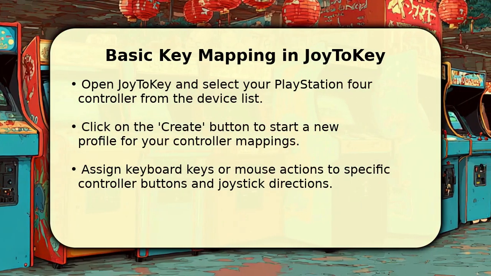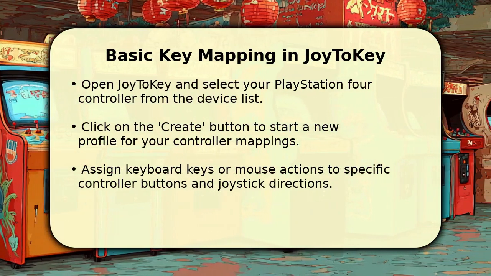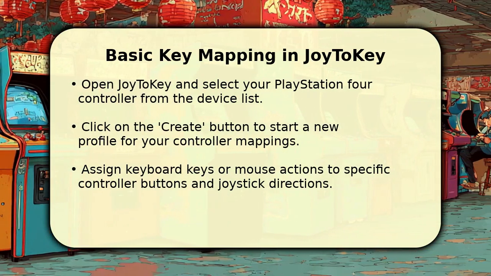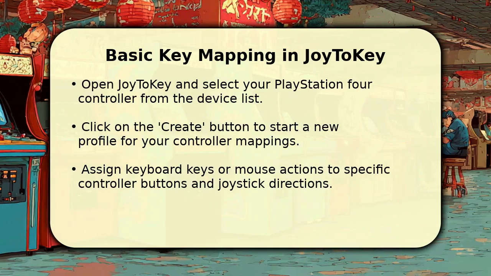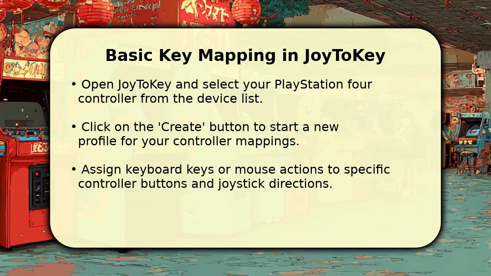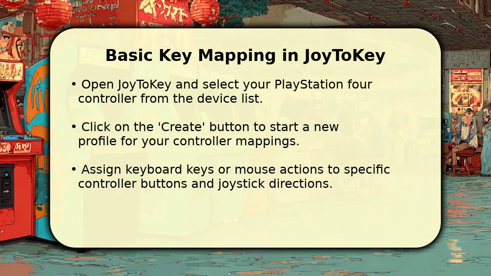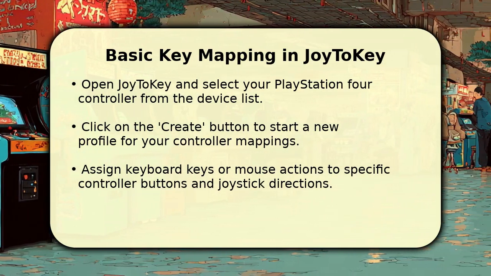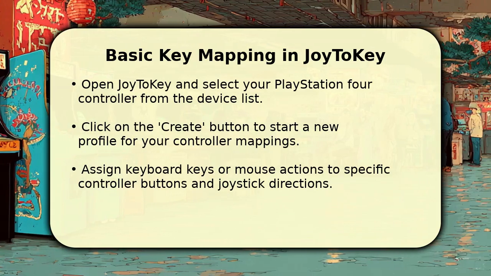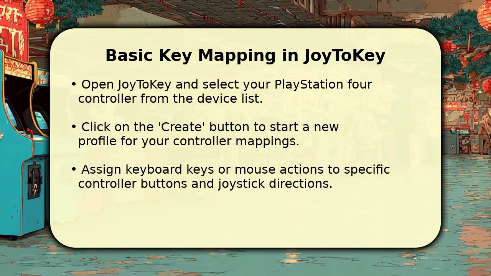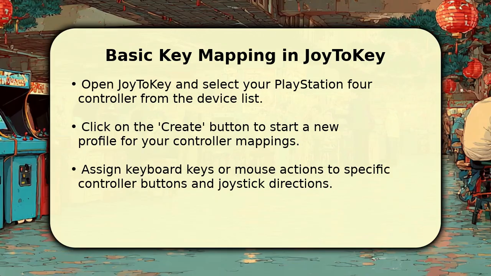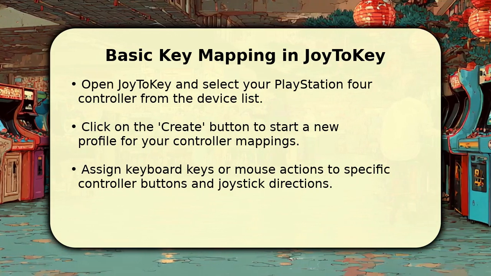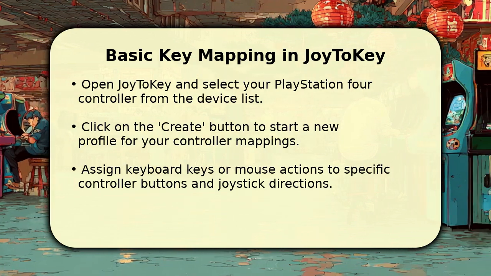Now let's configure basic key mapping within JoyToKey. After opening the application, you should see your PlayStation 4 controller listed. If not, refresh the device list. Select your controller, then click the Create button to make a new profile for your mappings. JoyToKey will display controller inputs. Double-click an input, like button 1, and assign it a keyboard key, such as W or a mouse action. Repeat this for all desired buttons and stick movements, ensuring each function is precisely mapped.